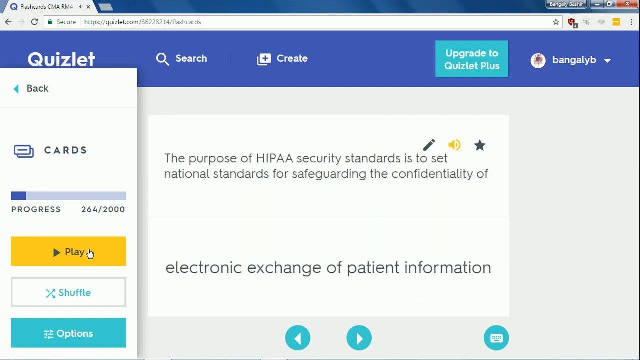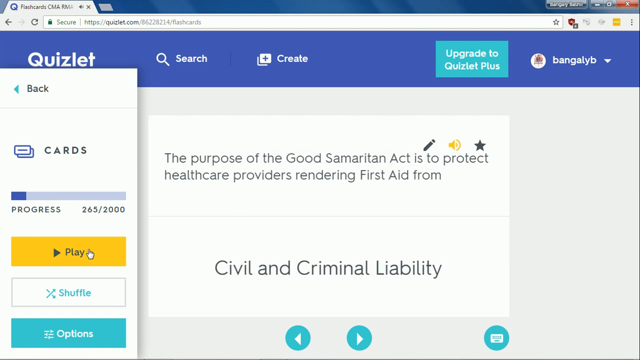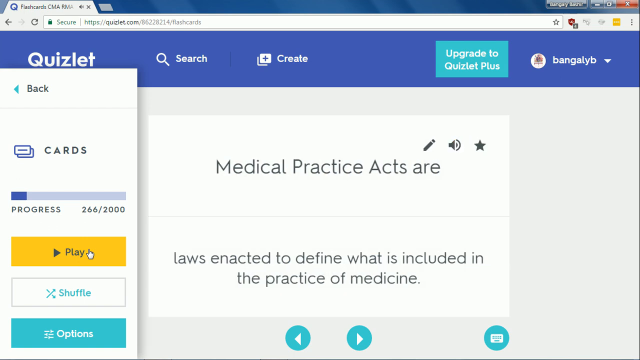The purpose of HIPAA security standards is to set national standards for safeguarding the confidentiality of electronic exchange of patient information. The purpose of the Good Samaritan Act is to protect healthcare providers rendering first aid from civil and criminal liability. Medical Practice Acts are laws enacted to define what is included in the practice of medicine.